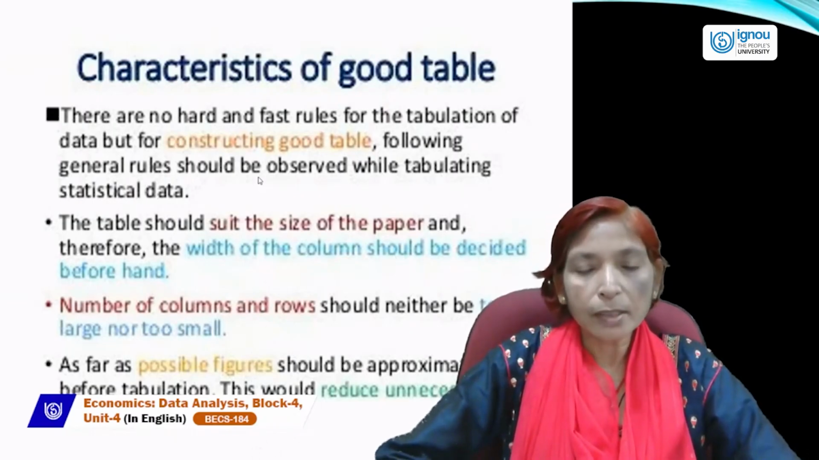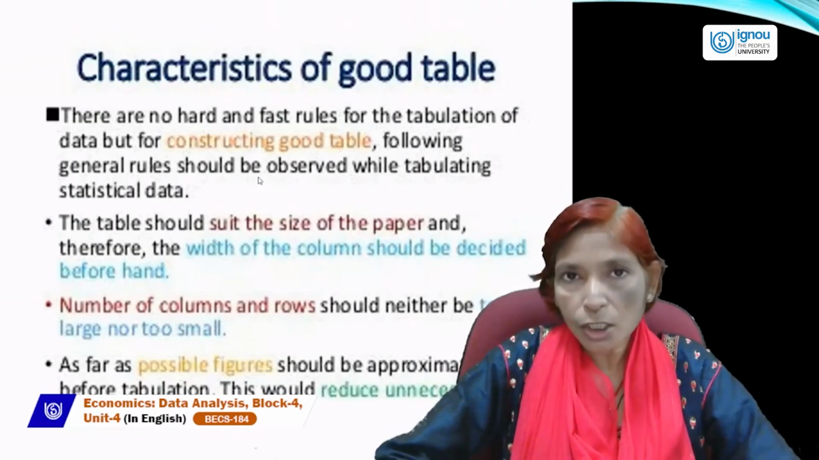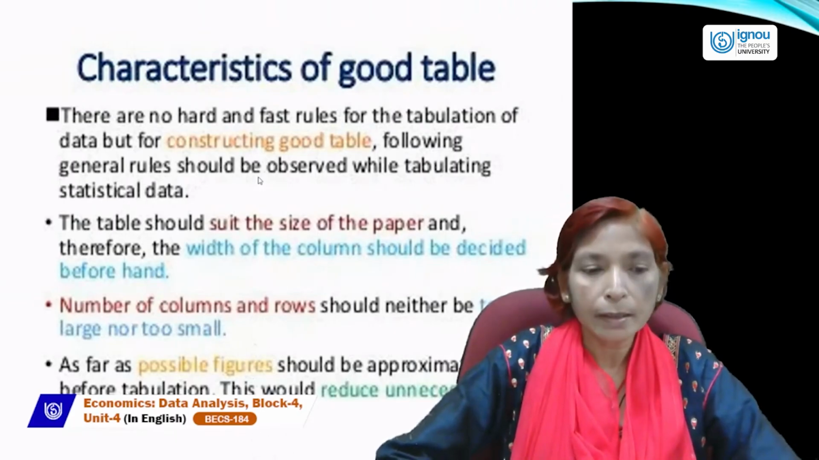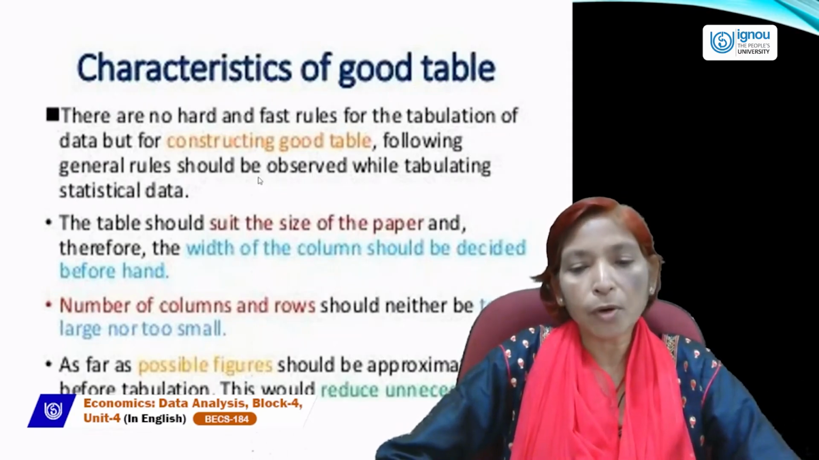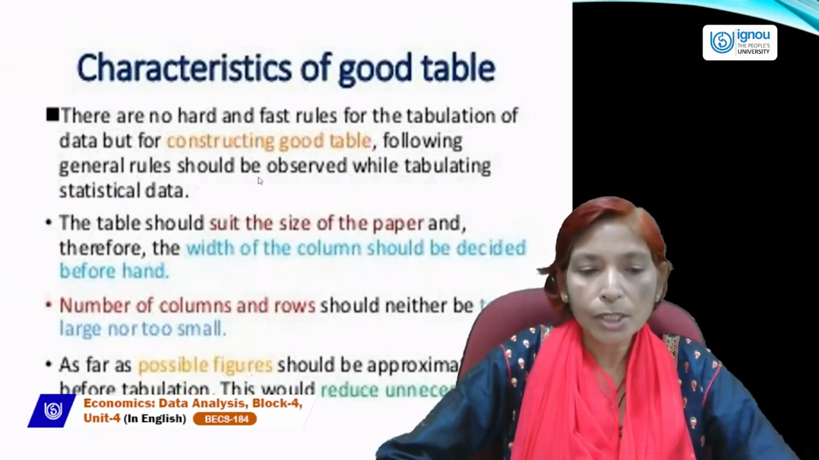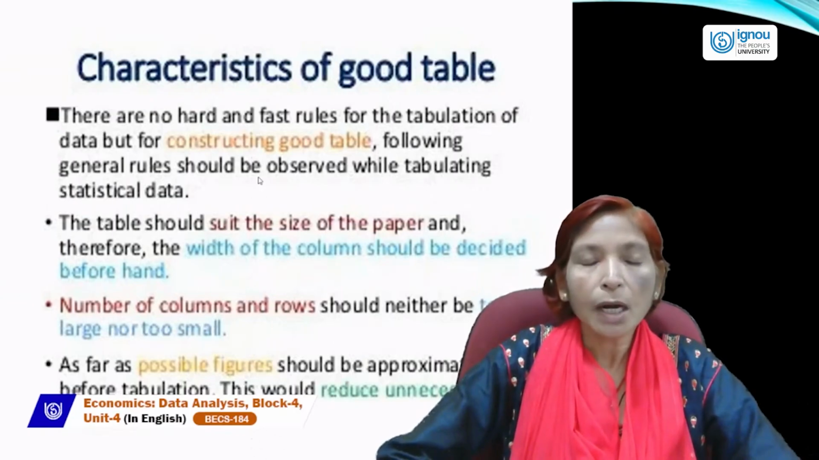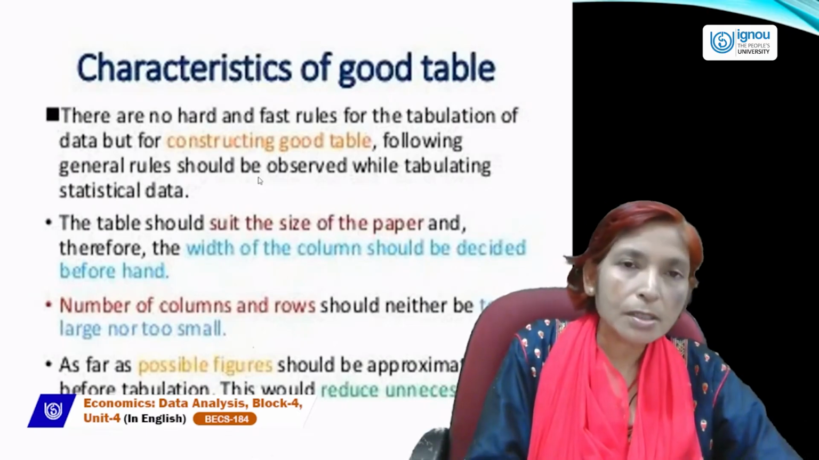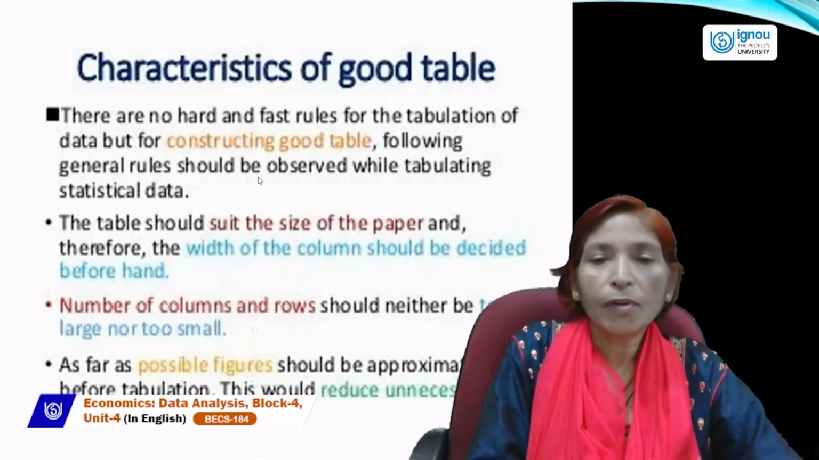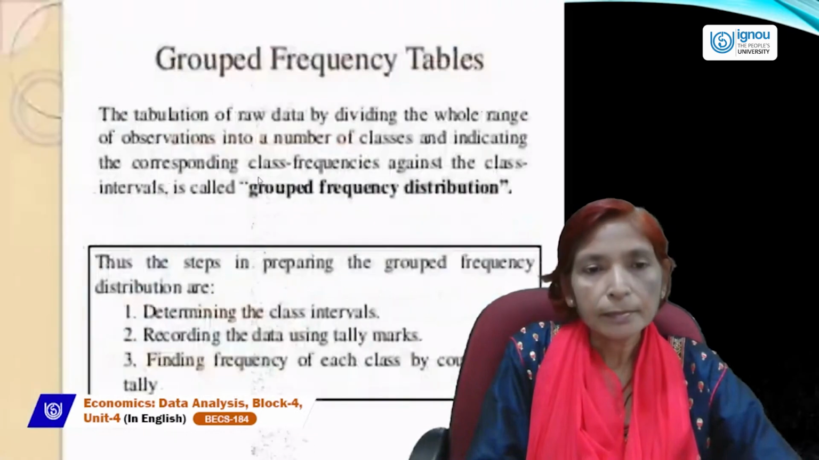And the number of columns and rows should be neither too large nor too small. As far as possible, figures should be approximated before tabulation. This would reduce unnecessary details. So these are the features or characteristics of a good table.